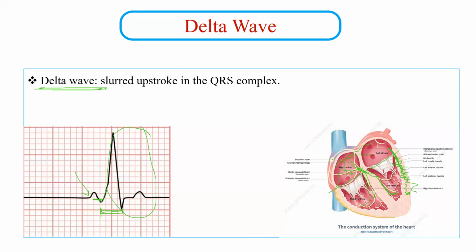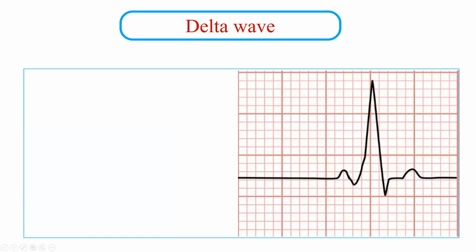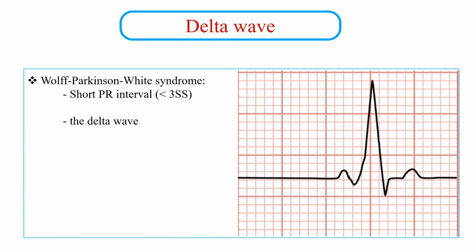So again, delta wave, as we say here, is a slurred upstroke in the QRS complex. And whenever you see a delta wave like in this case, you have to think about Wolff-Parkinson-White Syndrome. And actually, there is a characteristic triad for WPW, which is the delta wave itself. Number 2 is short PR interval. And when we say short PR interval, it is less than 3 small squares. And there is a broad QRS complex, which is equal to or more than 3 small squares.